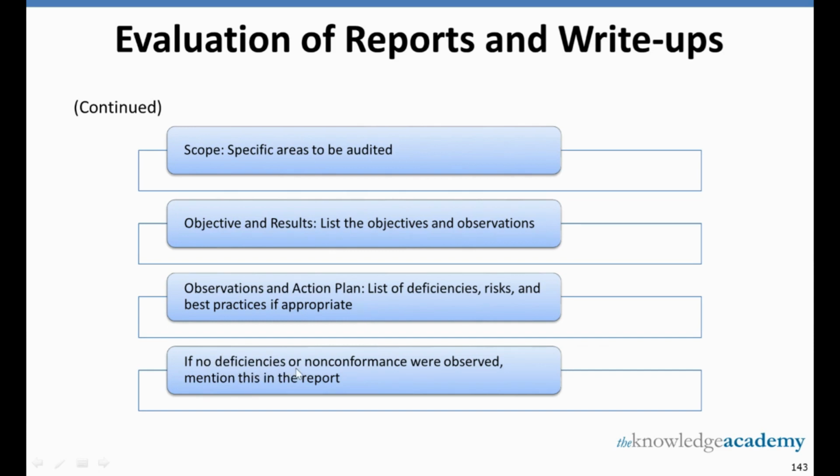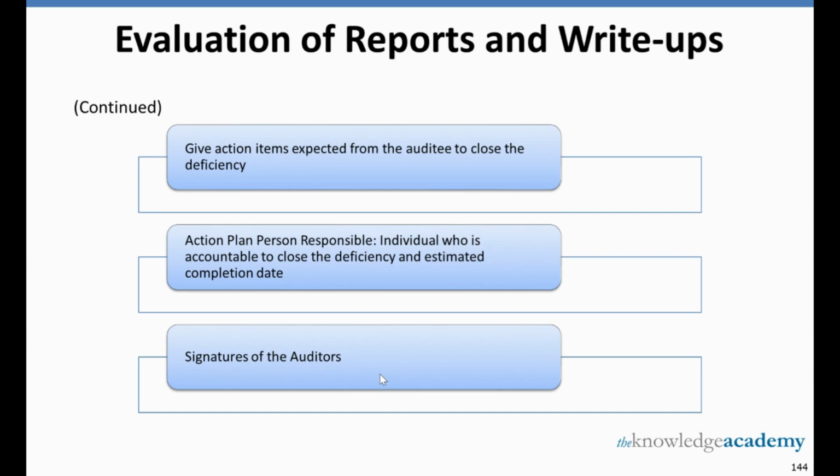If no deficiencies or non-conformance were found, you need to mention this also in the report, that there were no deficiency or non-conformance found in the audit. Then give action items expected from the auditee to close the deficiency. Then action plan person responsible, that is the individual who is accountable to close the deficiency, and estimated completion date. And then the signatures of the auditors are required over there.